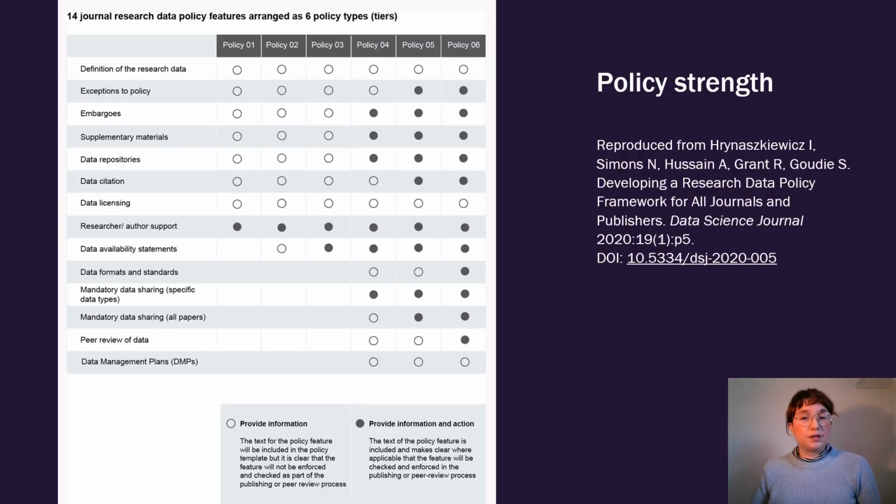The table reproduced on this slide shows 6 potential policy templates based on 14 different criteria, and whether or not the policy provides information or provides information and requires action. You can see that if you chose policy level 1 for your journal, your authors would not be required to include data availability statements in their manuscripts, and data sharing is not mandatory. But policy level 6 includes multiple requirements, including data peer review.